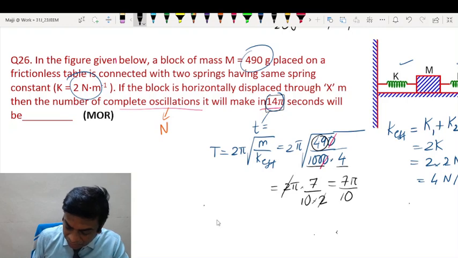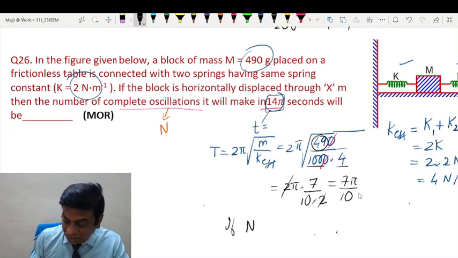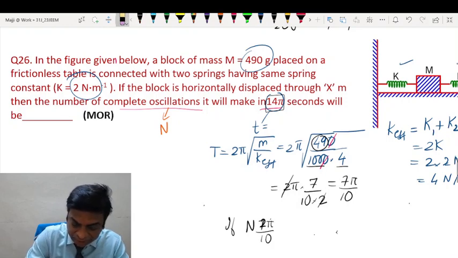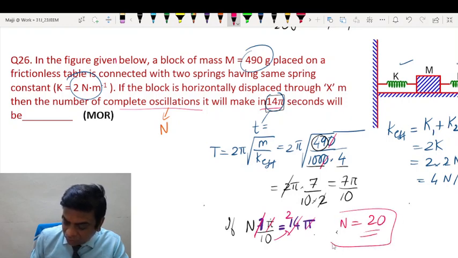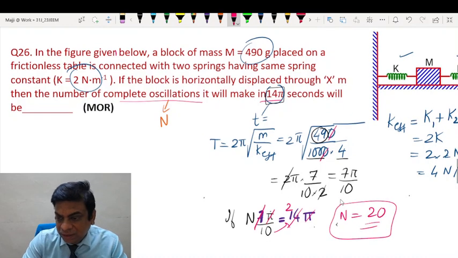So now that means if n is the number of oscillations executed, then the total time taken for n oscillations will be this. This will be the total time taken for n oscillations. This should be equated to 14 pi. So let us cancel 7 twos, 5 pi gets cancelled. So we have n is equal to 2 into 10, that is 20. So altogether 20 oscillations will be the answer.